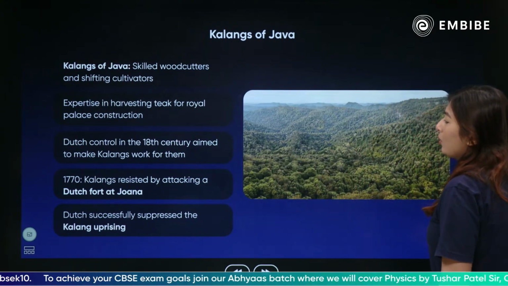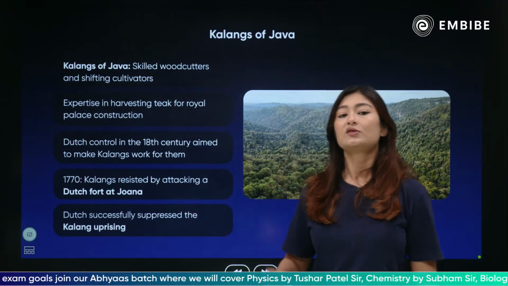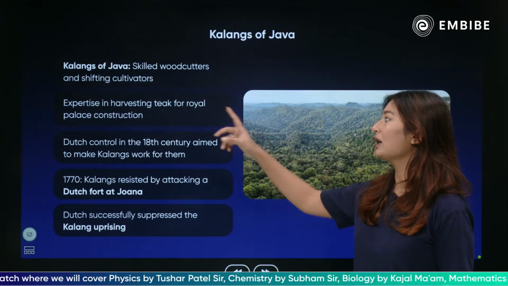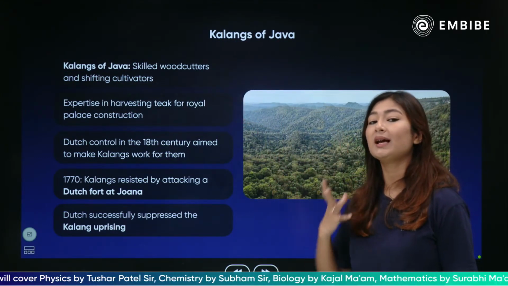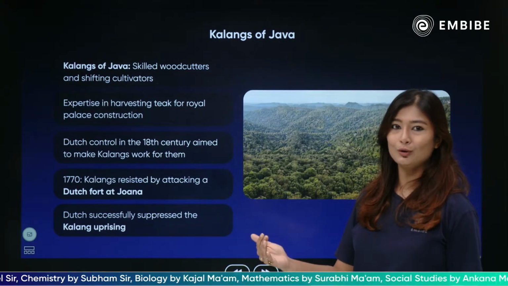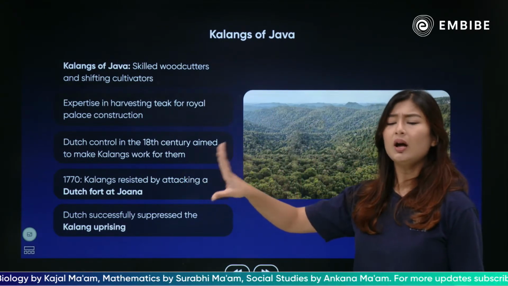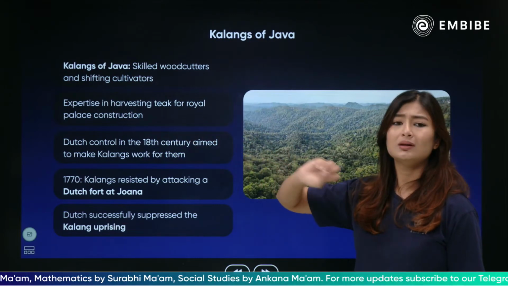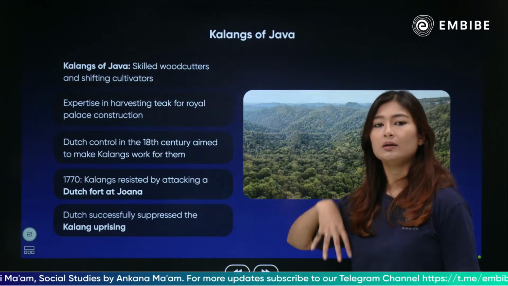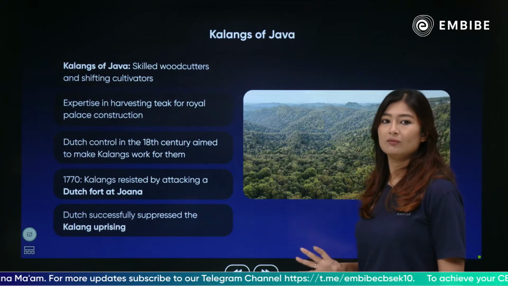Now the Dutch started controlling this place from the 18th century, aiming to make the Kalangs work for them. So they first take control of the jungle, they want the wood. And then they think that they will also make these woodcutters work for them. Okay, we will get our work done by them, because they need the wood to be cut, they need it to be lifted and put on the vehicles and transported, and all of these things. They were very much planning to take these people under themselves and make them work, but that is not going to be easy. Why would they agree?